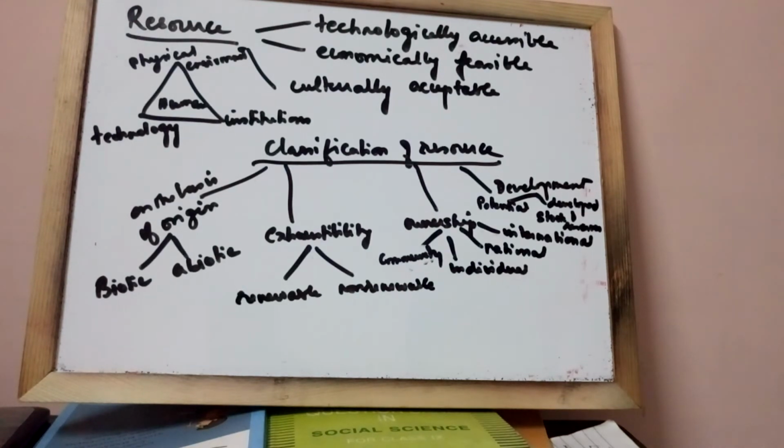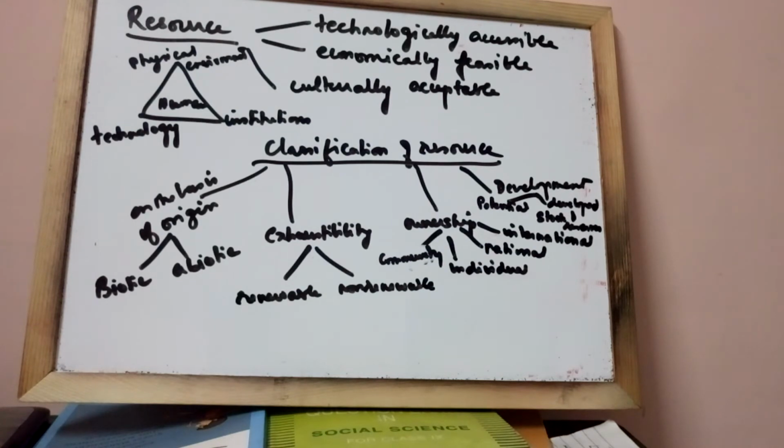With life, you find trees, plants, livestock, etc. Abiotic means non-living things: rocks, metals, minerals, all this. The next, exhaustibility. What is that? Whether it can be renewed or it cannot be renewed. That is renewable and non-renewable.